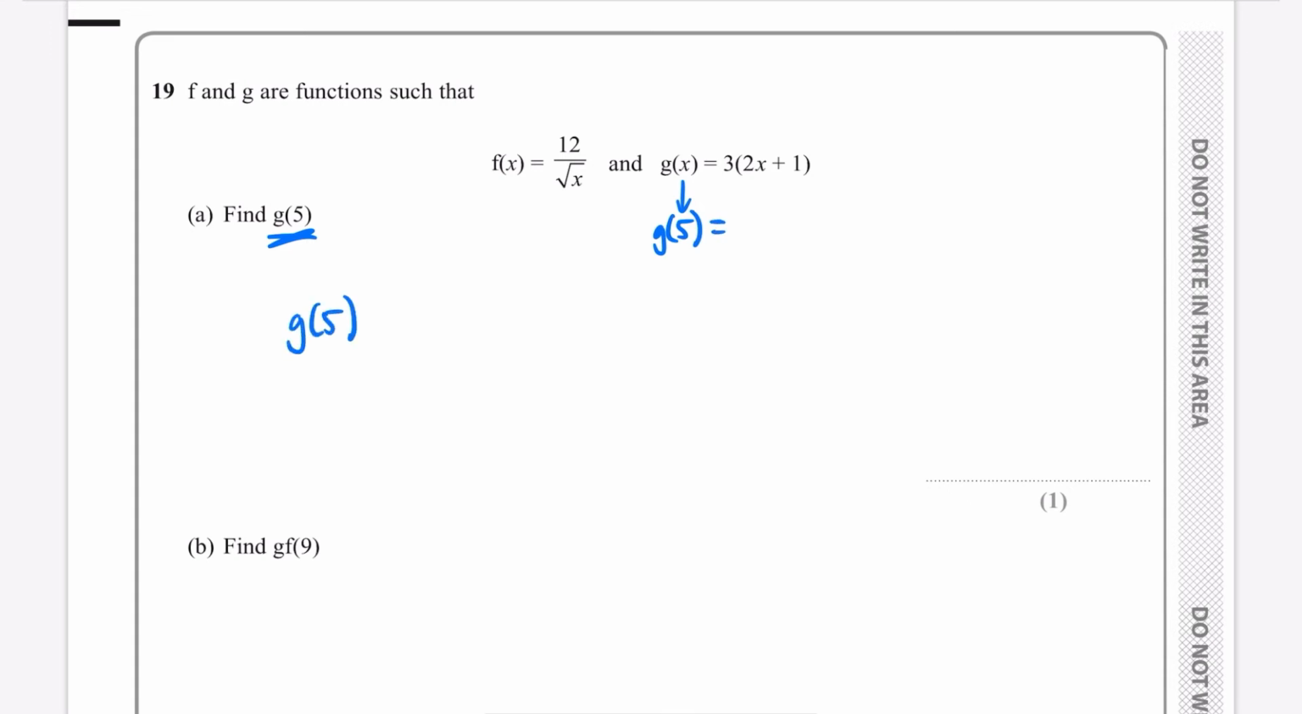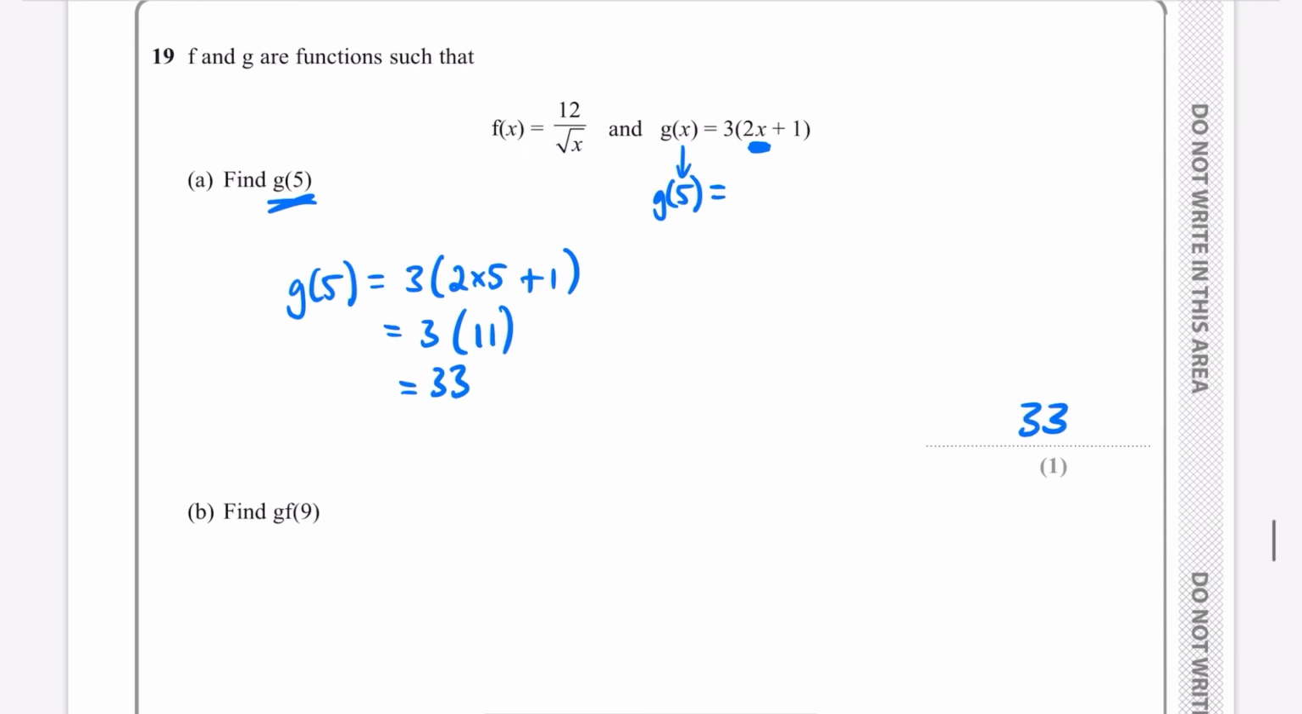So g of 5 is going to be equal to 3 brackets, 2 times 5, that's where we've replaced the x with 5, plus 1. Now it's 3 multiplied by 2 times 5 is 10, plus the 1 is 11. So our answer for this first question is just 33. Now the next one's a little bit more complicated.